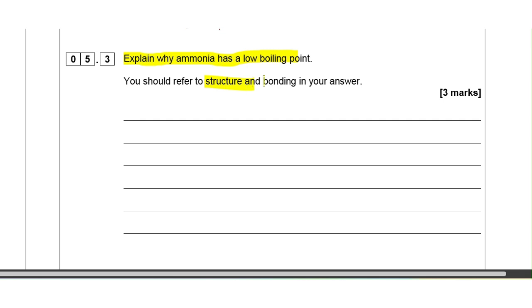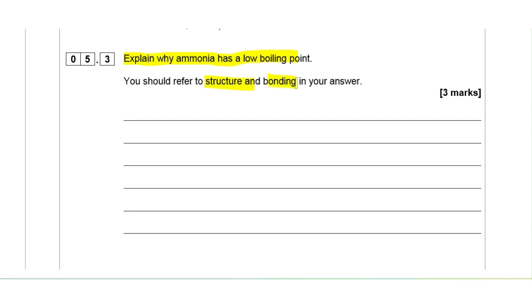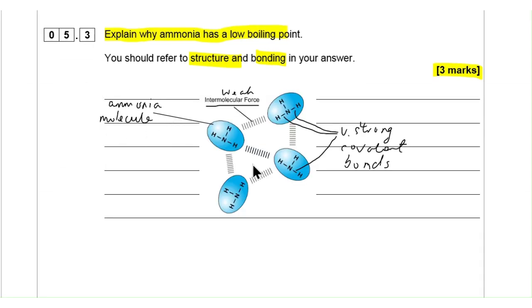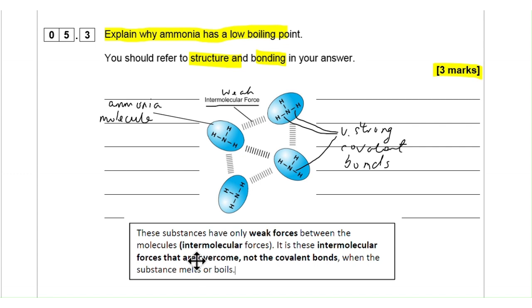5.3. Explain why ammonia has a low boiling point. You should refer to structure and bonding in your answer, and this is a 3-mark question. So let's look at this model of an ammonia molecule. The molecules are the blue ovals, and you can see the little lines between them, and these represent weak intermolecular forces between the molecules, inter being between.